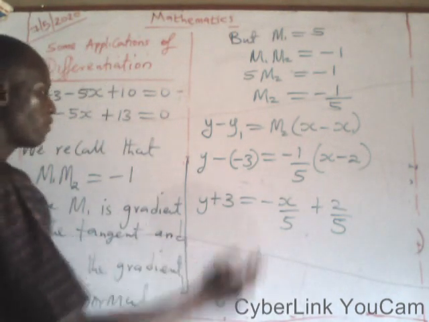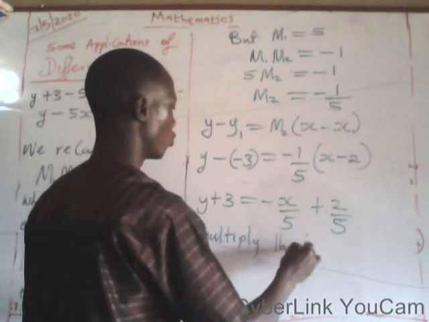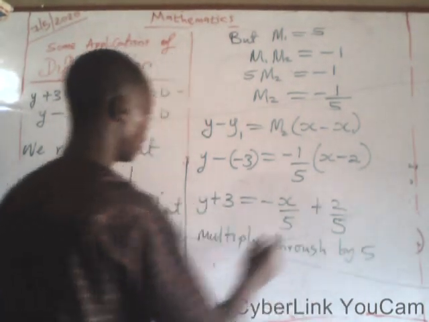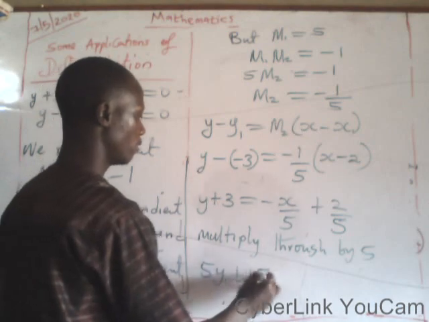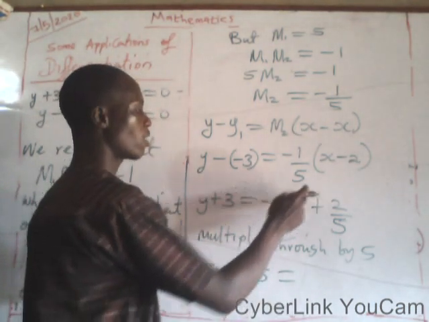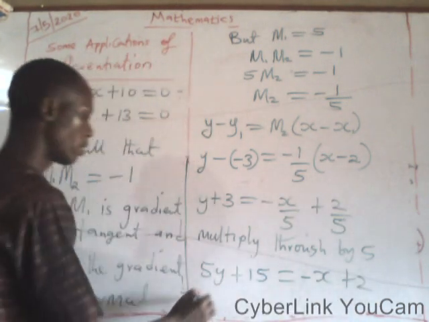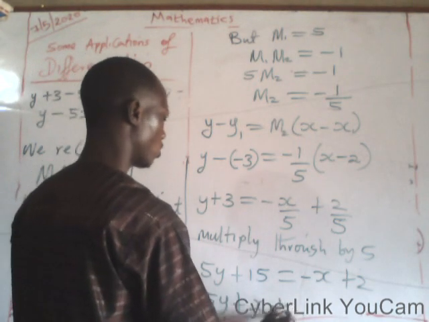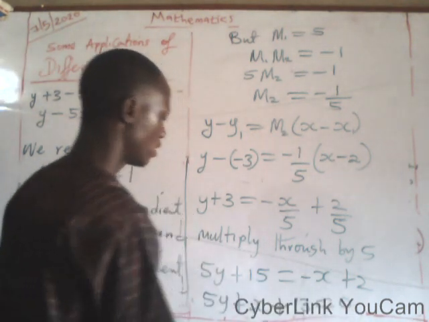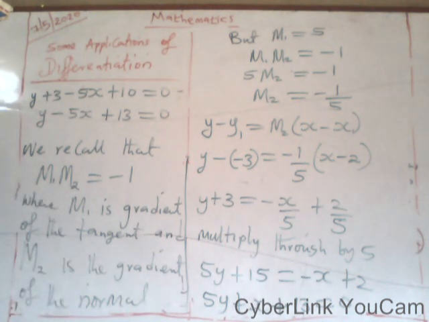So for simplicity, I can multiply everything through by 5. If I do that, I will have 5y plus 15 is equal to, if you multiply this by 5, 5 cancels 5, you have minus x. Multiply this by 5, 5 cancels 5, you have plus 2. So by the time you collect like terms, you have 5y plus x plus 13 is equal to 0. This is the equation of the normal to the curve. So we have successfully gotten our equation of the tangent and equation of the normal to the curve.